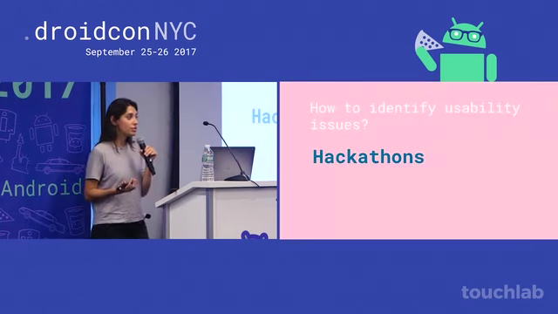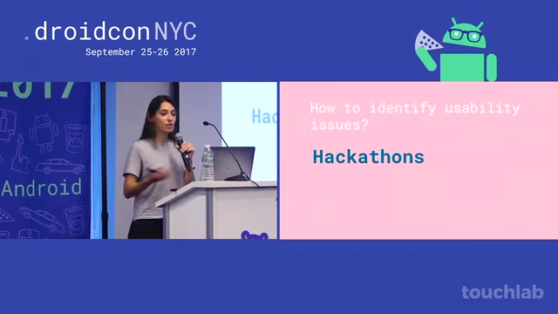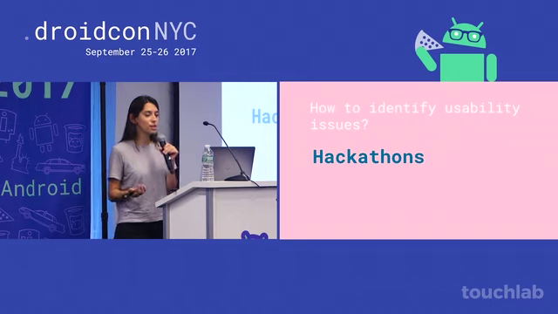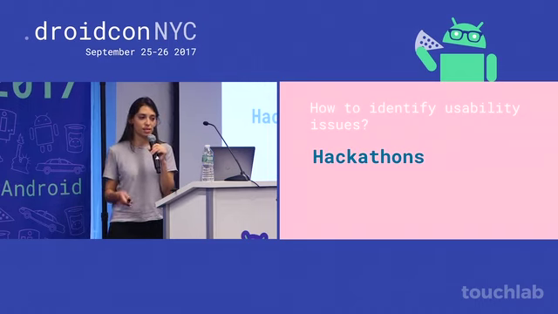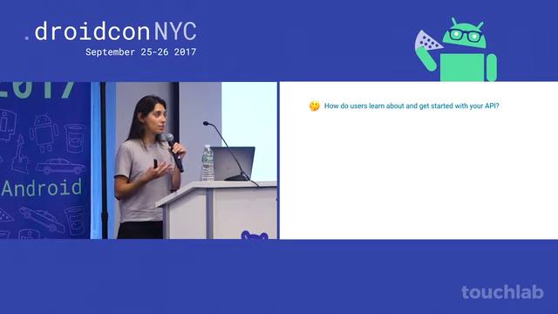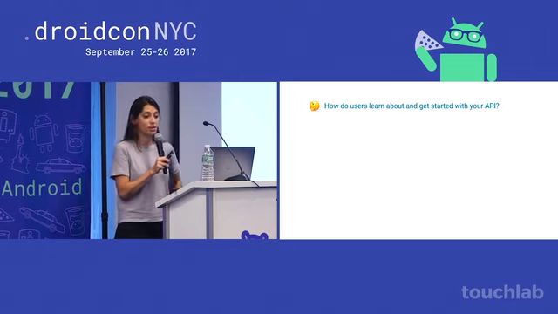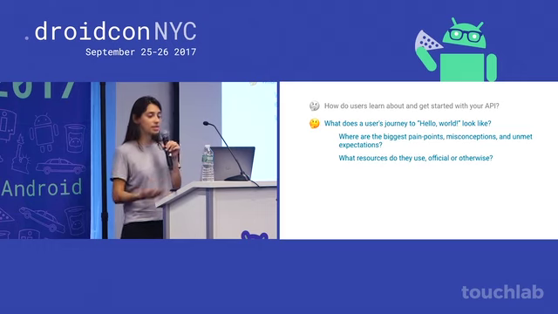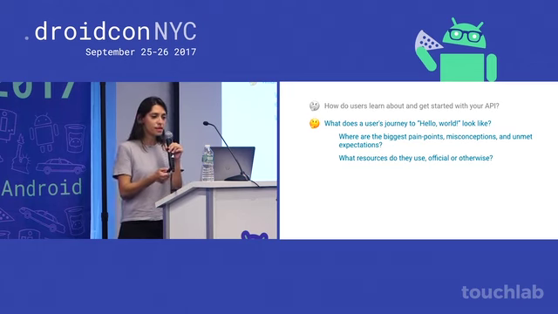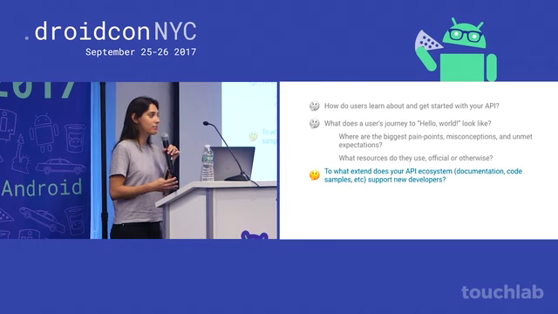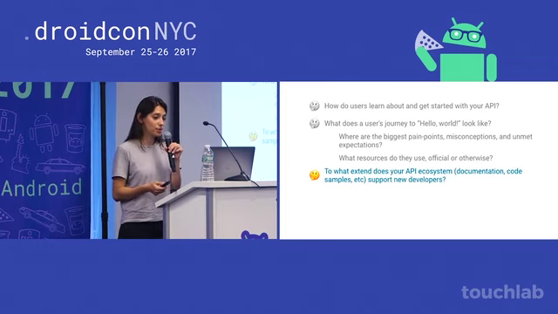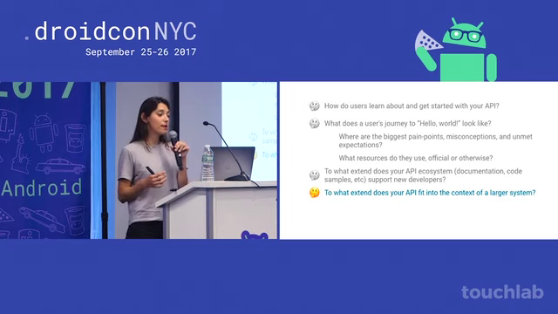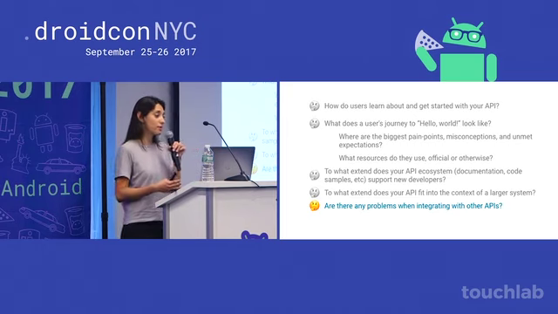Another way of identifying usability issues is hackathons. In hackathons, internal and external participants are invited to spend one or even more days building a piece of software using your APIs. Here you can answer questions like: how do users learn about and get started with your APIs? What's the user's journey to Hello World like? What are their biggest pain points, misconceptions, exceptions, and so on? What kind of resources do they use, either official or otherwise? To what extent does your API ecosystem, like the documentation and code samples, support new developers? To what extent does your API fit in the larger context of the system? And are there any problems that developers meet when integrating with other APIs?